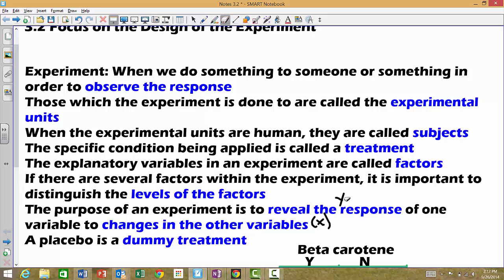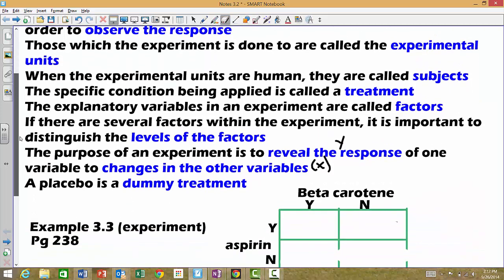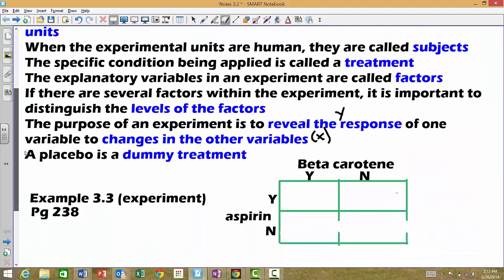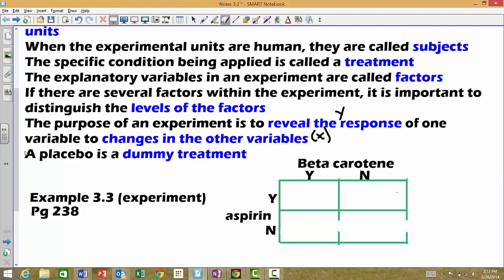Now, there's an example in the book. It's example 3.3, and you don't need to go to your book. I'll explain it to you. They did an experiment involving about 22,000 male physicians, and they are checking to see if taking aspirin will help reduce the risk of heart attacks. They also have found that beta-carotene use helps reduce possible cancers.